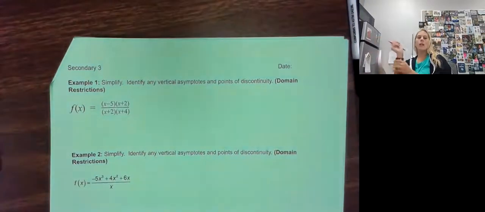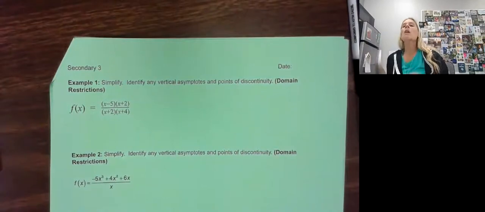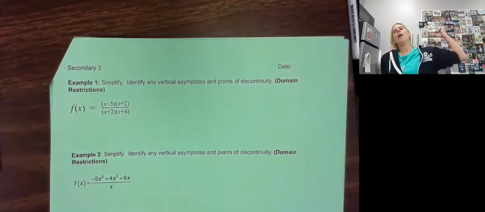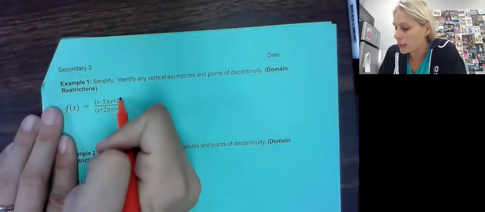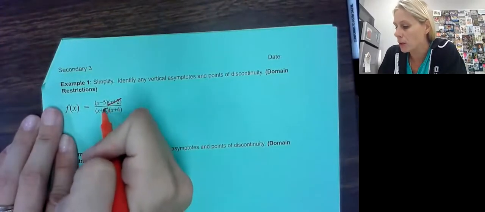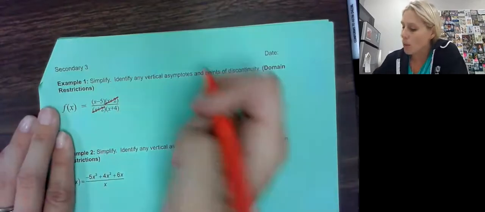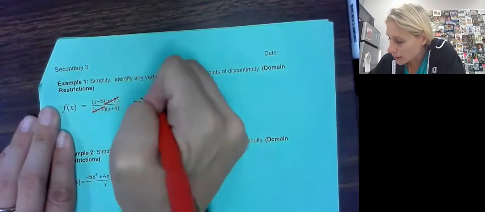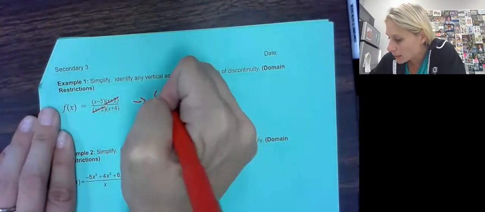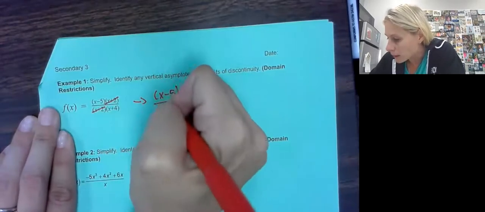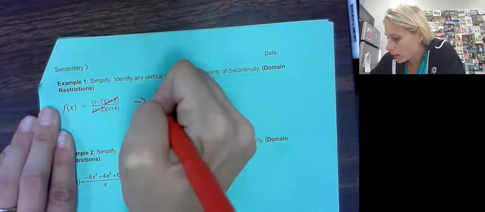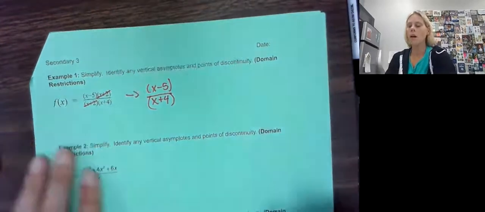All right, let's try another one. Now, example 1 here, I factored it for you, because I just wanted you to focus on if this were factored, what would we do? Well, as you can see, you can cross out the x plus 2's. So our simplified version, because we always have to write that down, is x minus 5 all over x plus 4.